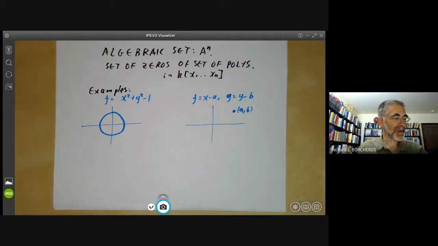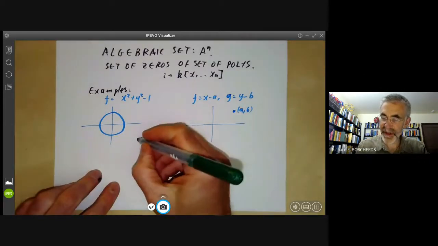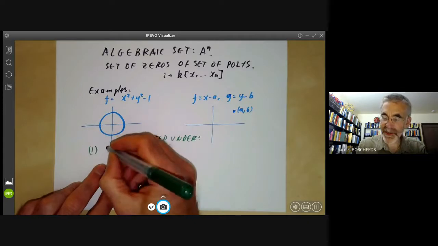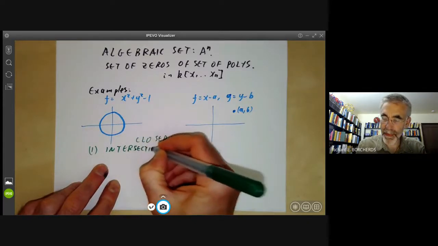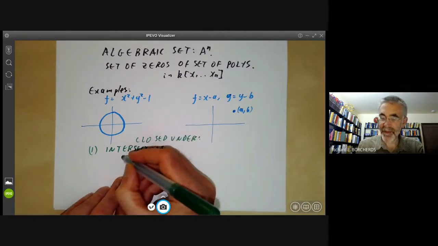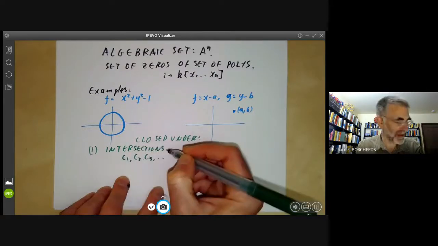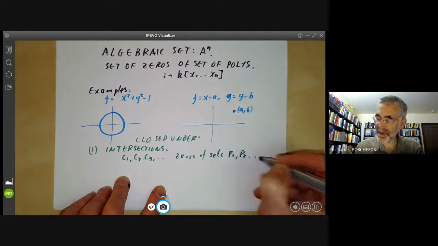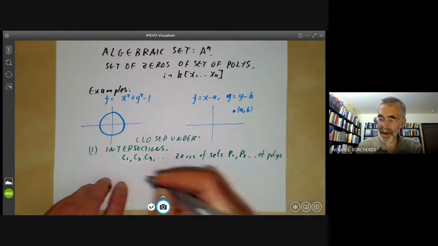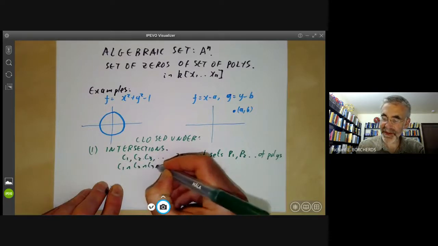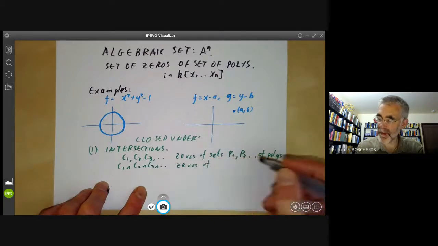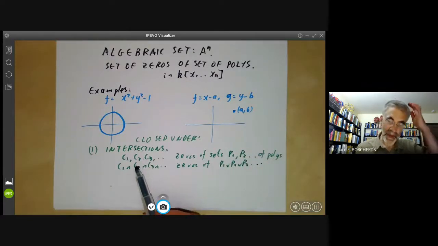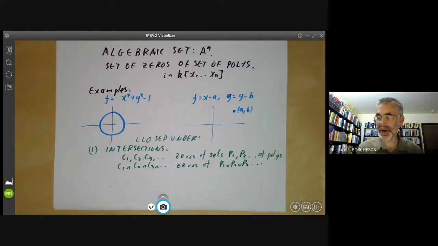And now algebraic sets are closed under the following two operations. First of all, they're closed under intersections. This is because if we have algebraic sets C1, C2, C3, and so on, which are zeros of sets P1, P2, and so on of polynomials, then C1 ∩ C2 ∩ C3 and so on is the set of zeros of P1 ∪ P2 ∪ P3 and so on. So taking intersections of algebraic sets just corresponds to the operation of taking unions of sets of polynomials.